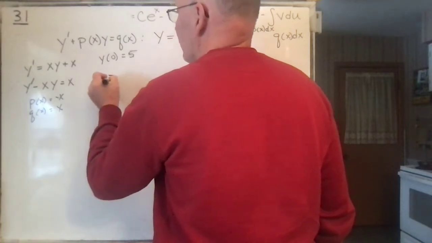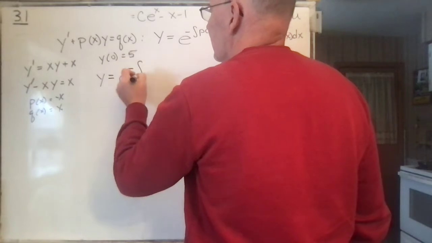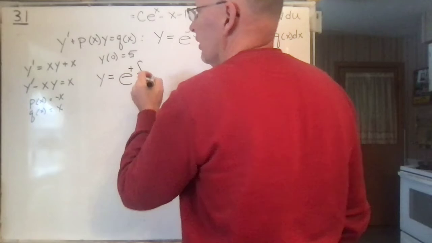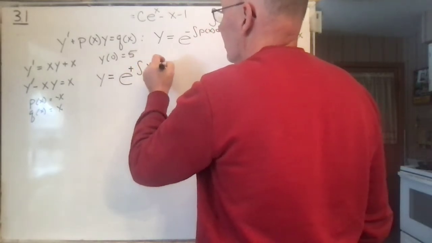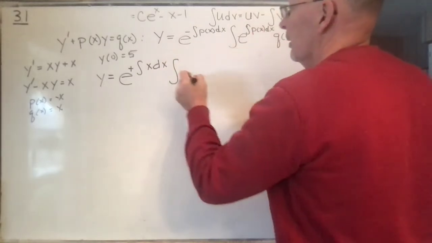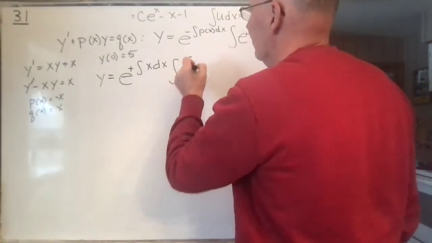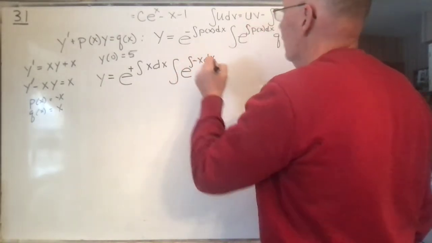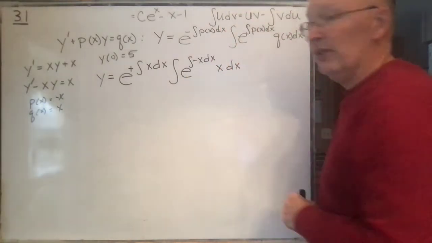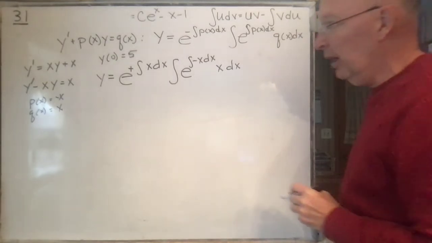So our formula says y is equal to e to the negative integral of p of x. p of x is a negative, so the negative cancels here, and I'm just going to get an x dx, like that. And then here I have this integral. I'm going to get e to the integral of p, which is negative x dx. And then q is another x dx. Holy smokes, look at all those x dx's we have. Okay, well, let's go ahead.